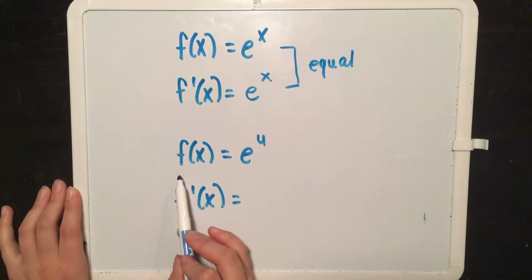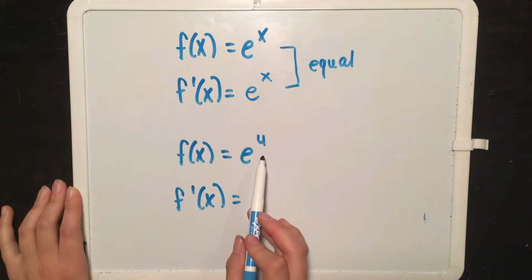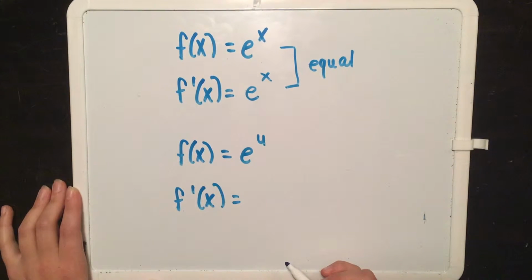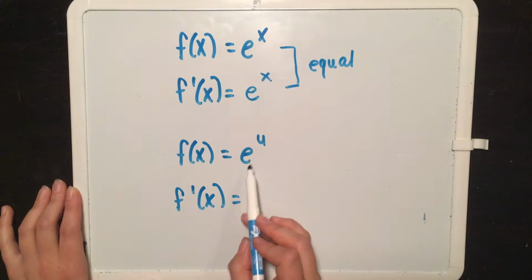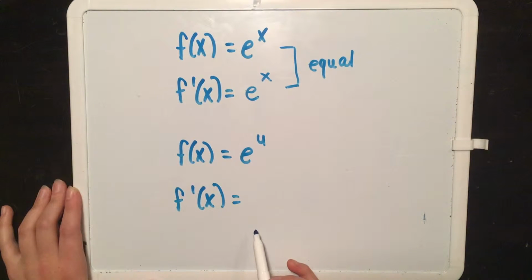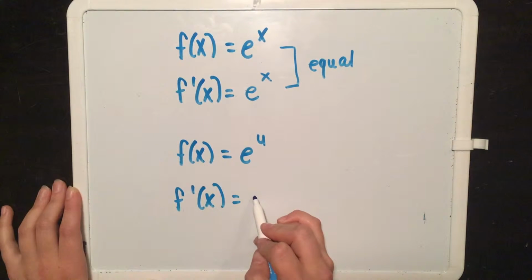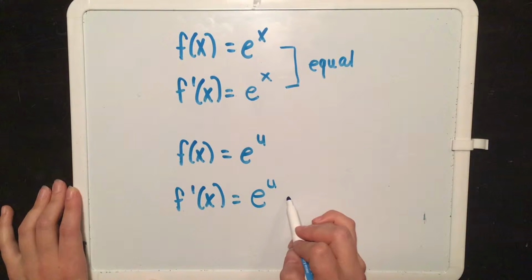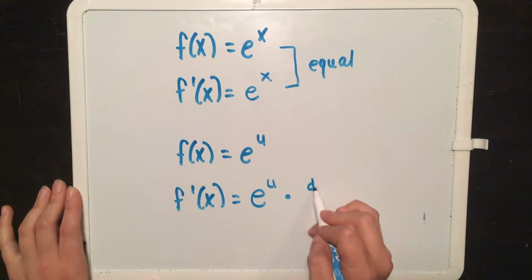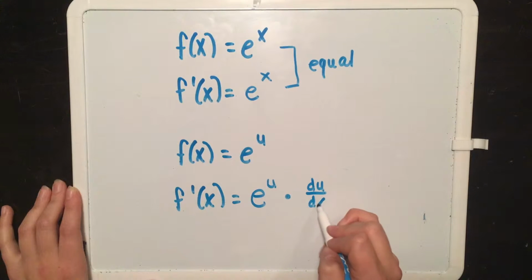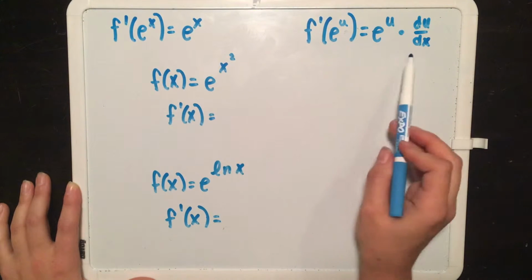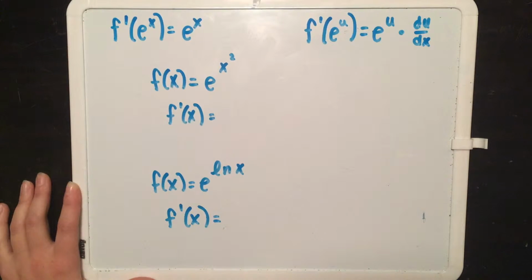Now consider the function f of x equals e to the u, where u is some function of x. The derivative of e to the u is simple, but there's a little catch. It's exactly the function e to the u, but we must multiply by the derivative of u with respect to x. I wrote the derivative formulas at the top of the screen so that we can use them for reference in the next few examples.